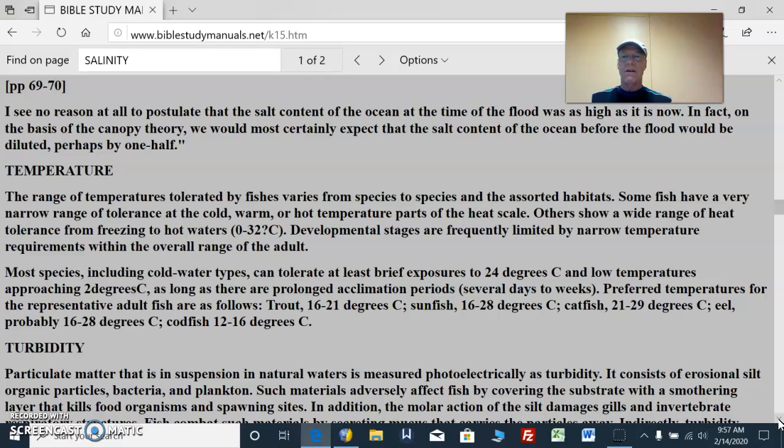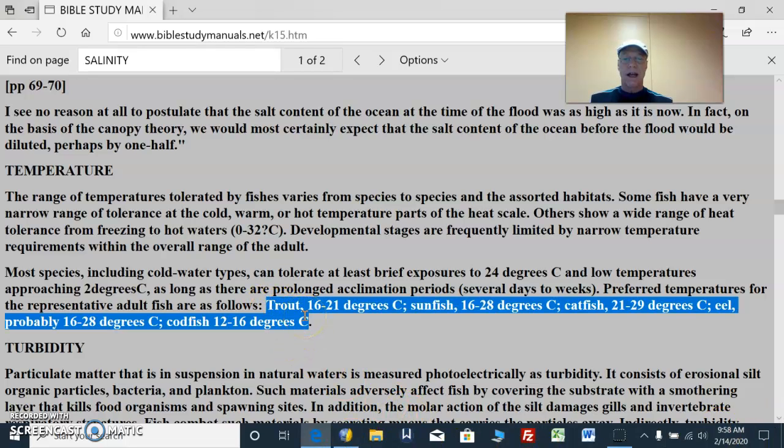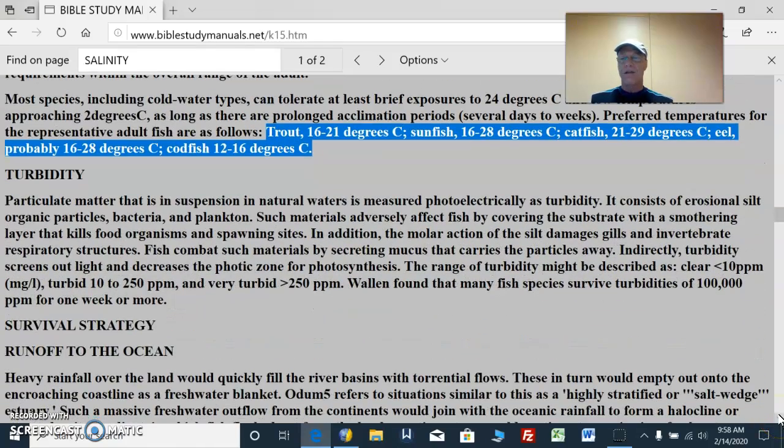Temperature. The range of temperatures tolerated by fishes varies from species to species in the assorted habitats. Some fish have a very narrow range of tolerance at the cold, warm, or hot temperature parts of the heat scale. Others show a wide range of heat tolerance from freezing waters to hot waters. Development stages are infrequently limited by narrow temperature requirements within the overall range of the adult. Most species, including cold water types, can tolerate at least brief exposures to 24 degrees centigrade and low temperatures approaching 2 degrees centigrade, as long as there are prolonged acclimation periods, several days to weeks. Preferred temperatures for the representative adult fish are as follows. We have trout, sunfish, catfish, eel, codfish, and so on. It's very specific and unique. Each fish seems to have a unique design.